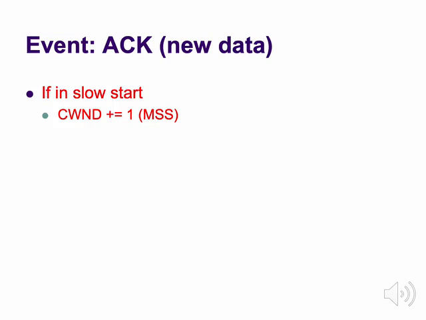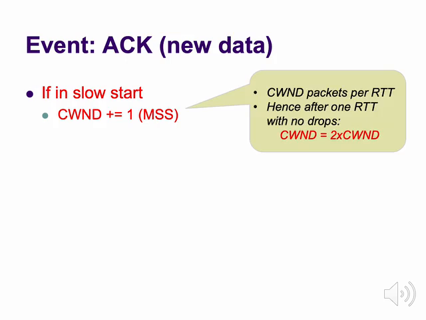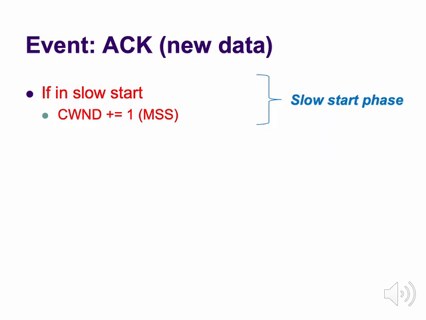So our first event is an acknowledgement for new data. If the sender receives an acknowledgement for new data while it is in the slow start mode of operating, then the only update it has to make is to say C-wind is equal to C-wind plus 1 MSS. Okay, so you receive C-wind packets per RTT. So after 1 RTT, if you had no drops, your C-wind would have effectively doubled. And so this is the slow start phase of TCP congestion control. So when we get to the TCP state diagram, this is the slow start state.